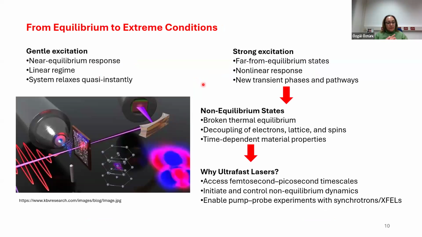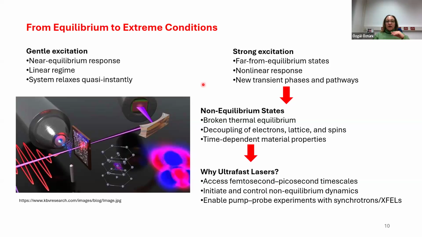And what is changing from an equilibrium state to an extreme condition? What do we mean by extreme condition? So if we define the gentle excitation first, the energy deposited is small. The system responds linearly, stays close to the equilibrium, and standard equilibrium concepts like temperature, static structure remain valid.